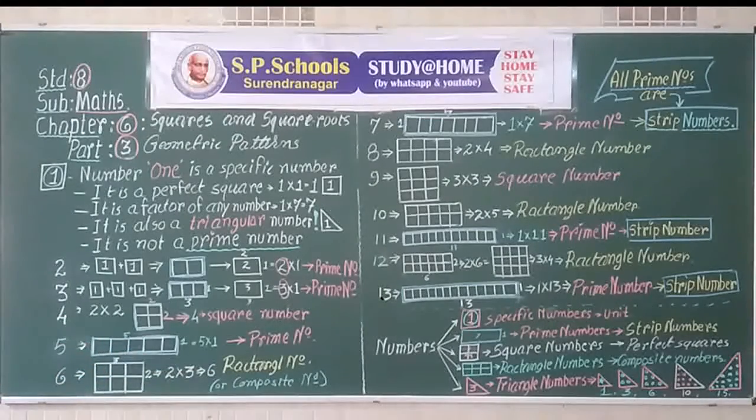Unit pieces of this rectangle will be 6 in number. So this is a rectangle number, 6.